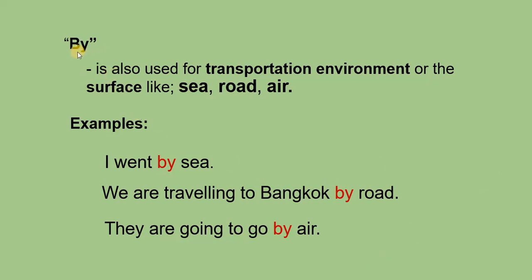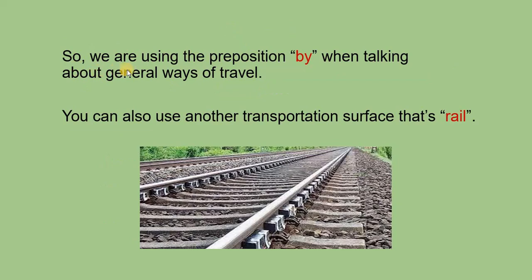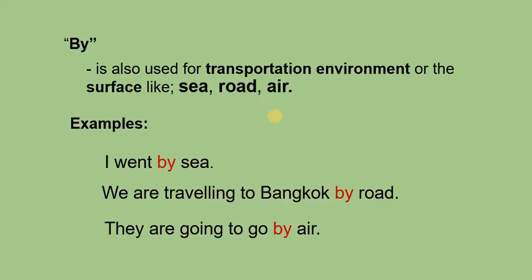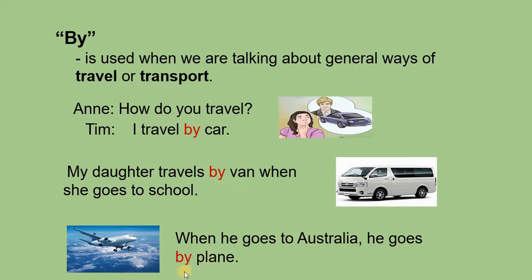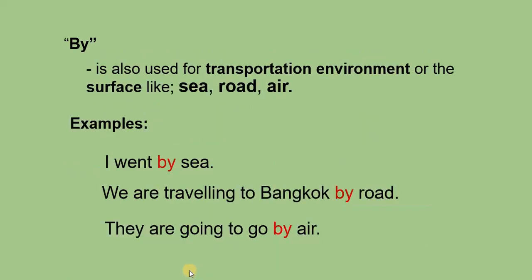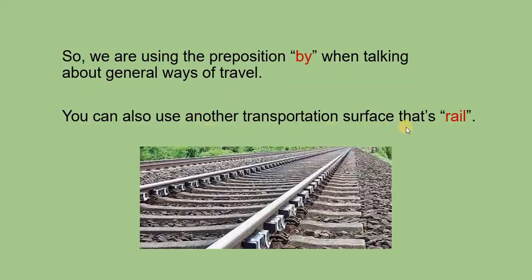So, we are using the transportation preposition by when we are talking about general ways of travel. So, again, you have the example: you travel by car, you travel by van, you travel by plane, and you also travel by sea, road, and air. Or you can also use another transportation surface that's called rail. Alright? So I hope you're clear with the use of the preposition by.